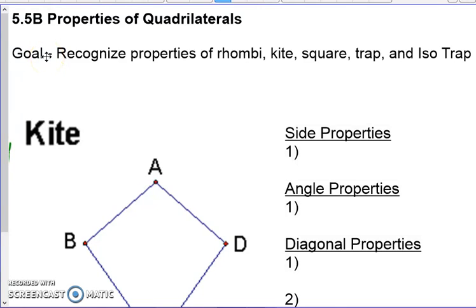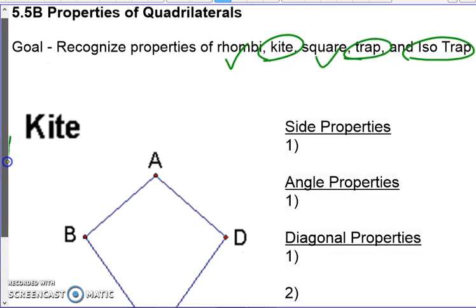So this is the second part of 5.5, 5.5b. In 5.5a you talked about rhombi and squares. Today we're going to focus on kites, trapezoids, and isosceles trapezoids. And we're going to start here with kites.